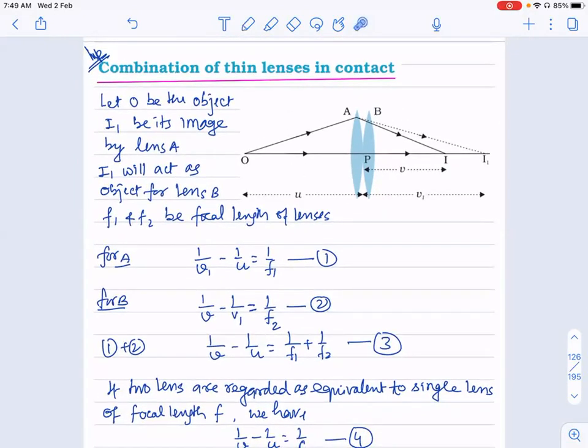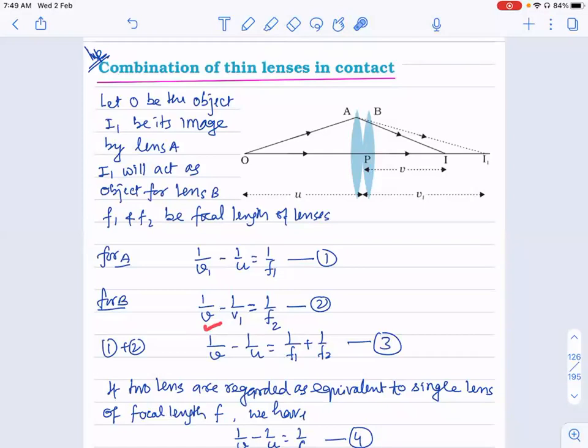First lens के लिए image यहाँ पे बन रही है I1. We are using the lens formula for lens A. I1 is the distance V1. Image distance is V1 here. U being the object distance, F1 being the focal length of first. Second lens के लिए I1 will act as a object. उसके लिए ये object का काम करेगा. That will be U, and finally image is at I, that is V.